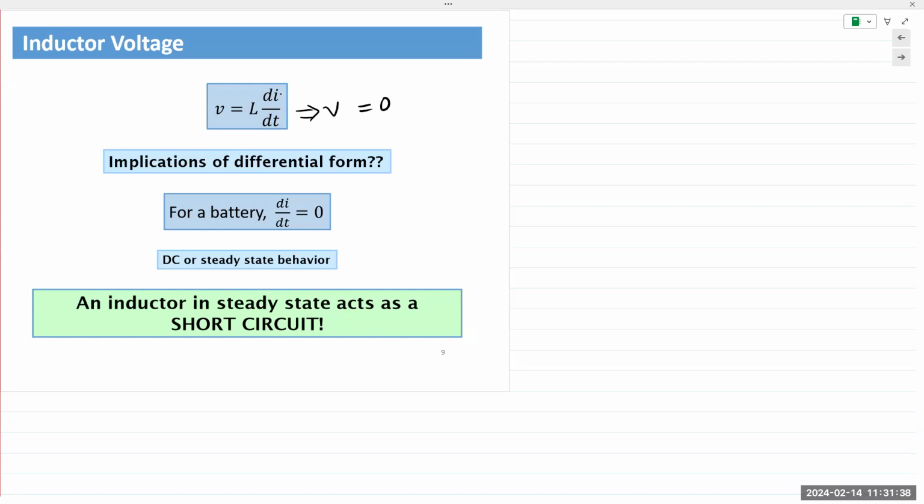When we get to capacitor, you'll realize capacitor is the dual of an inductor, so the equations are very similar and opposite also in many cases. So the equation for capacitor is C dV over dt. The capacitor behaves like an open circuit when it reaches steady state, so exactly the opposite of an inductor.